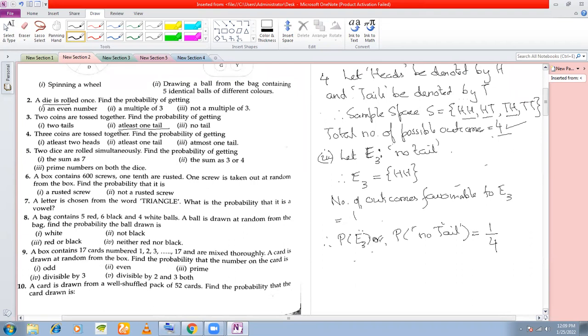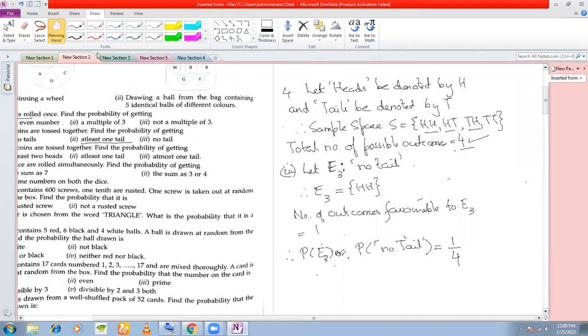The question here is: 3 coins are tossed together, find the probability of getting, and you have 3 questions. Okay, let's first concentrate on the random experiment. 3 coins are tossed together. So if I denote heads by H, tails by T, then what should be my sample space? I told you when 3 coins are tossed, what should be my sample space? All can be heads, HHH, right?